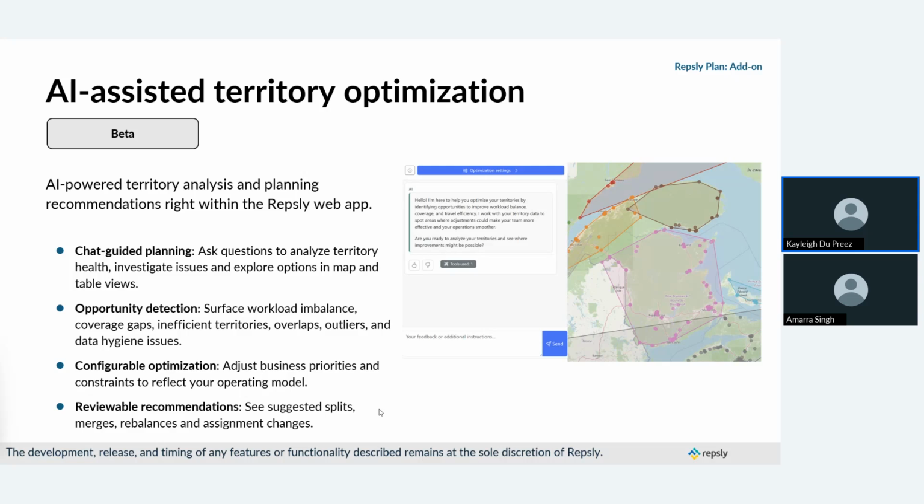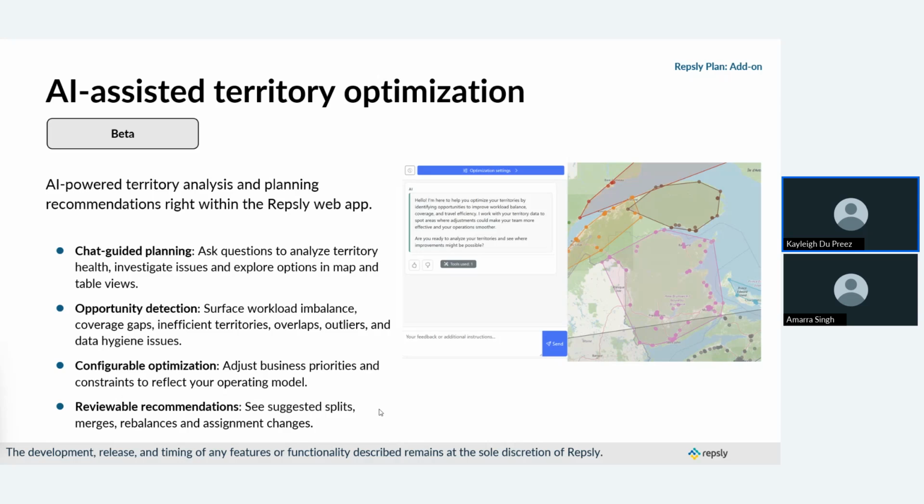Okay, so it will have chat-guided planning. So you can ask it questions. So the AI bot I am referring to is it. You can ask it questions to analyze the territory health, investigate issues, and explore options in the map and table views. It will also identify opportunities for you. So it will tell you, listen, this rep has a lot more stores assigned to them than everyone else. This needs to be looked at. These stores are not being covered within your assigned territories. Maybe you should go and add them somewhere.